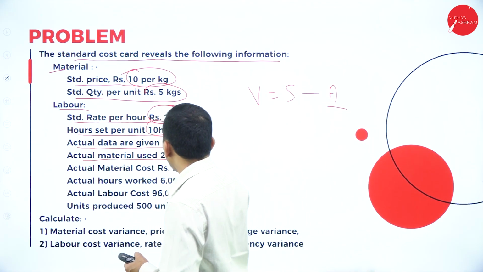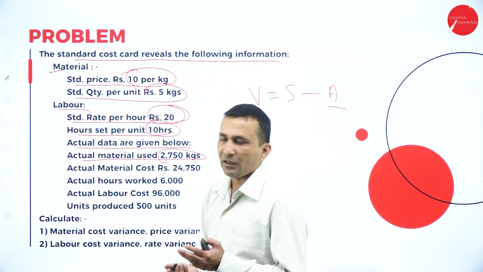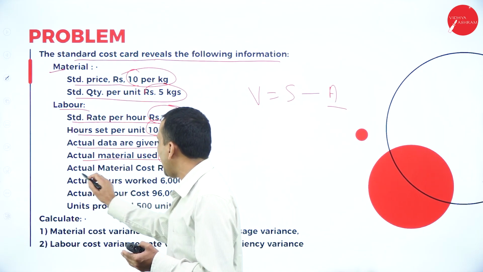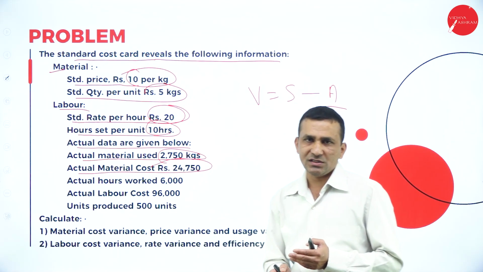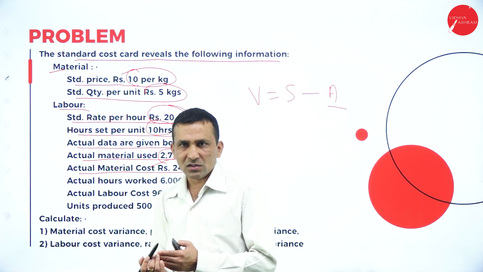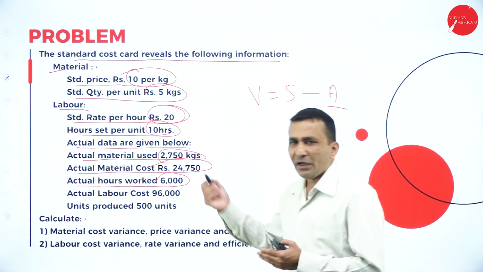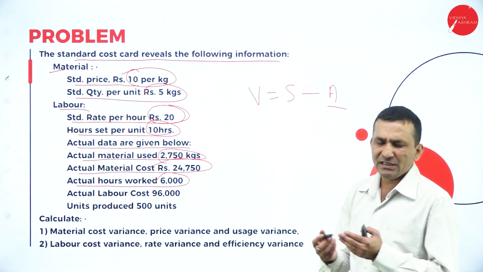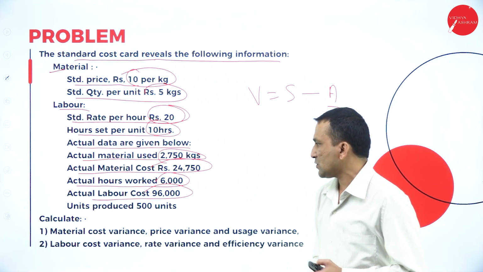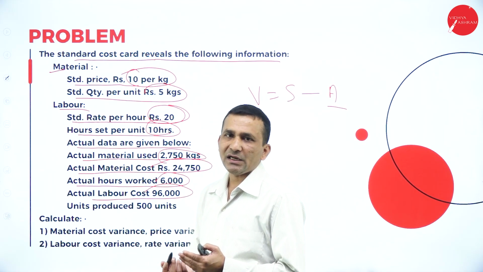Because we are trying to compare with the standard, the actual related information is here. The actual material used is 2750. The standard material is not given, but the information related to it is directly specified. Now actual material cost is given, 24,750. The actual hours worked are 6,000. So if you divide, we can easily get the actual price here. And the actual labor cost is also given, 96,000. How many hours are working? Based on that we are trying to calculate the rate.